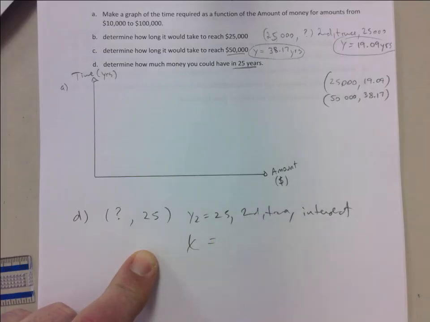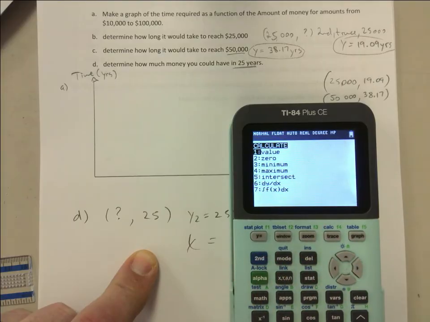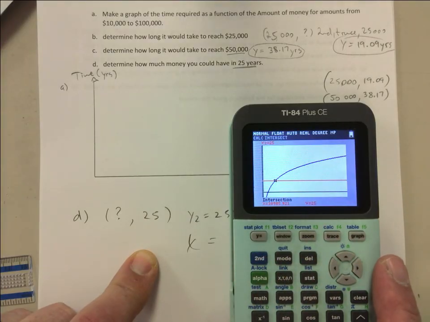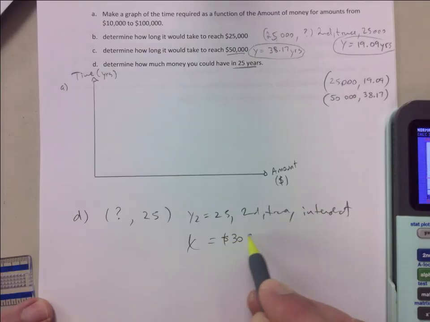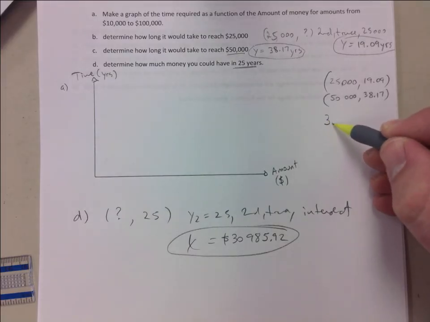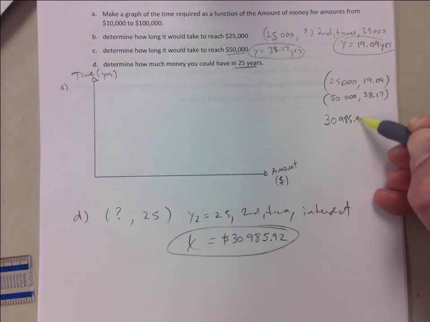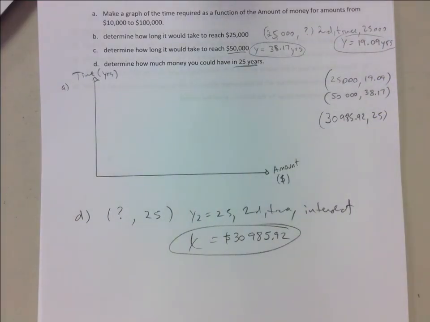and I will get X being, X. So I'll let Y2 equal to 25, find the intersection, and that's 30,985.92. Okay, so that's how much money we have. And now we've got a bunch of points that we can use. I'm going to add this to my mix here. 30,985.92 at 25. Okay, so all of these points are really good points that you can try.